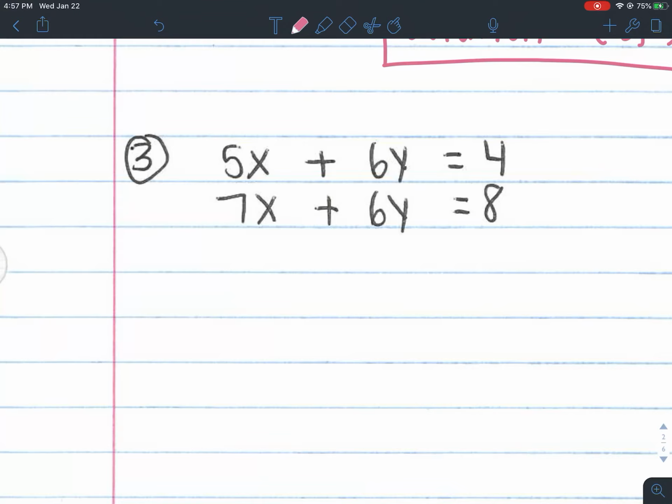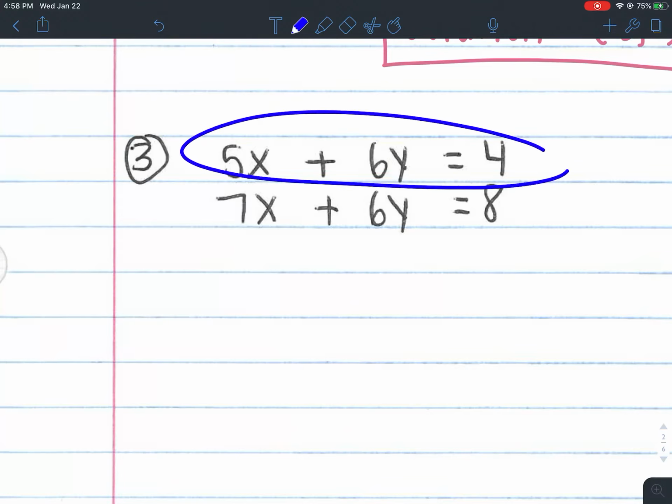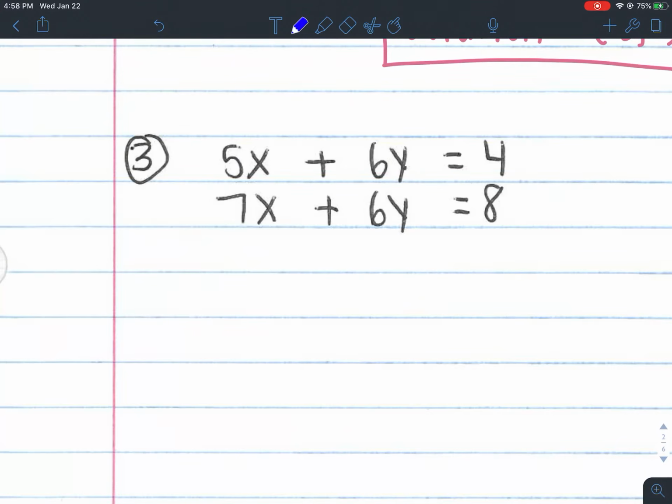So with number 3, we can't just eliminate something because it won't eliminate, right? If I add, I get 12x plus 12y. And that doesn't help me because I haven't gotten rid of anything. So I need to get rid of something, but I have to do it by manipulating one of my equations. So I have to choose one of my equations to manipulate, and it doesn't matter which one. So I can choose to change the first one or change the second one.